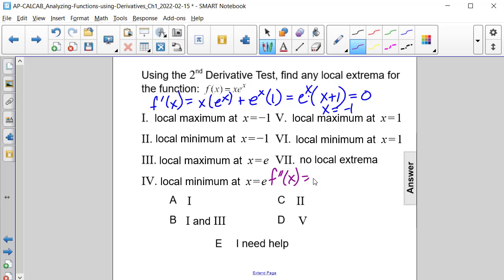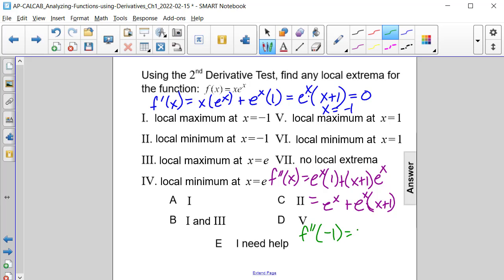One of the versions of it is first, which for us is e to the x, times the derivative of the second, x plus 1, and the derivative of that is 1, plus the second, which is x plus 1, times the derivative of the first, e to the x, which is e to the x. And from here, we can rewrite it as just e to the x plus e to the x times x plus 1.